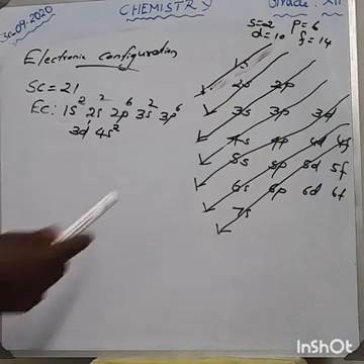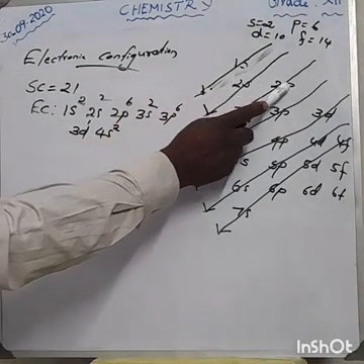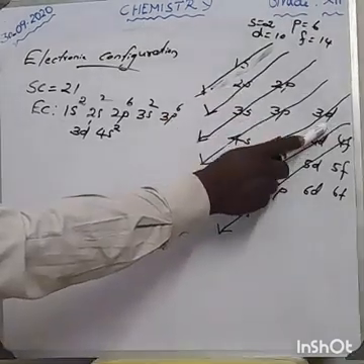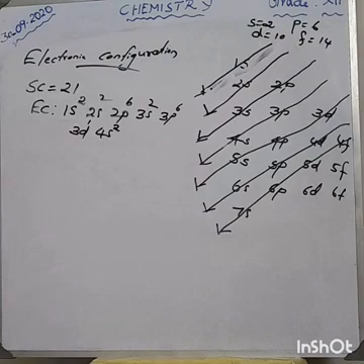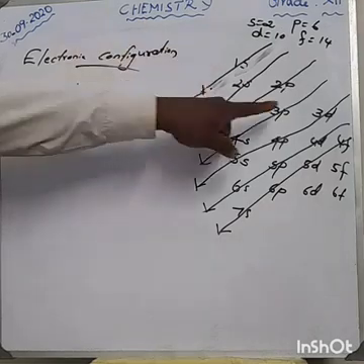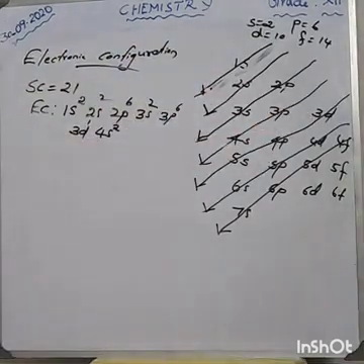So this is 1s2, 2s2, 2p6, 3s2, 3p6, 4s2, and then 3d1. As per the transition series, according to the Aufbau principle, the electron first fills the 4s orbital before the 3d orbital. So as per this, we write it here.